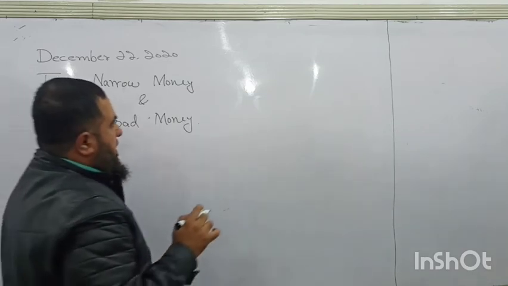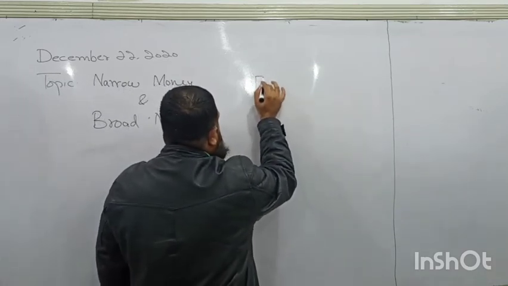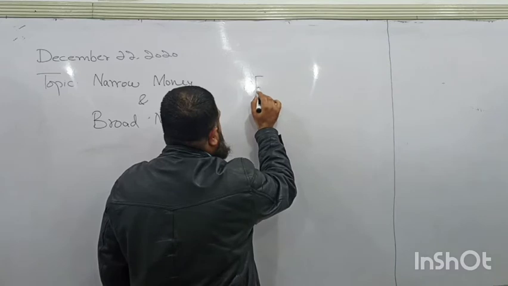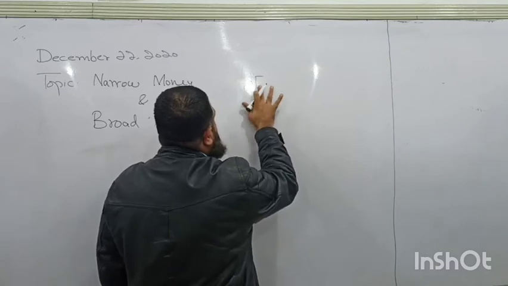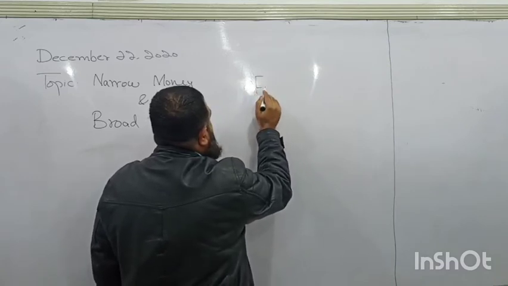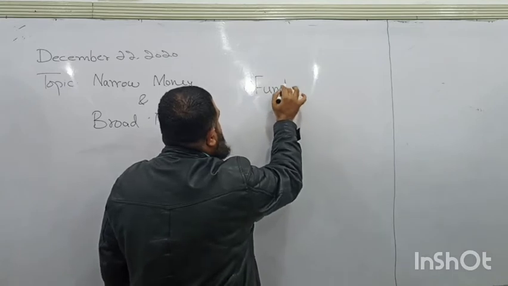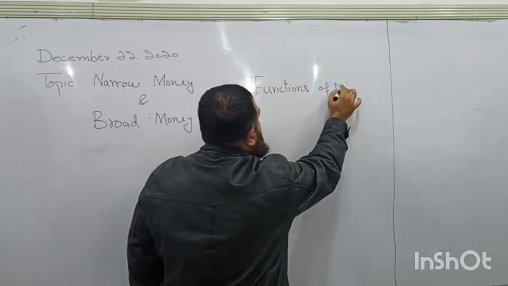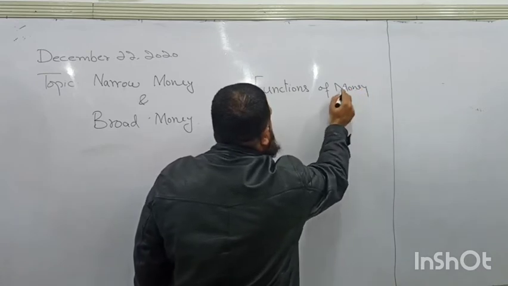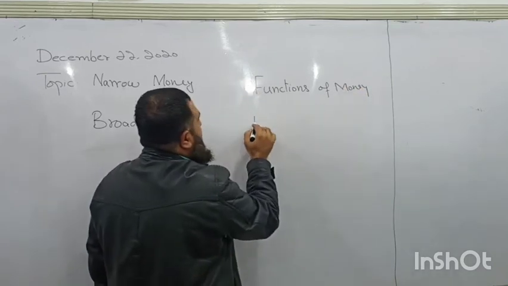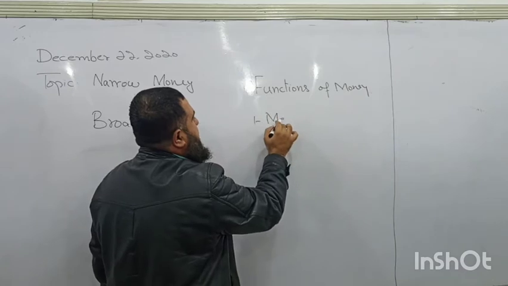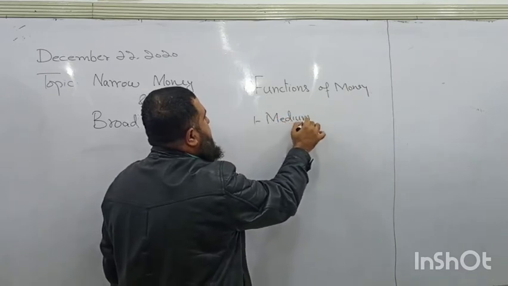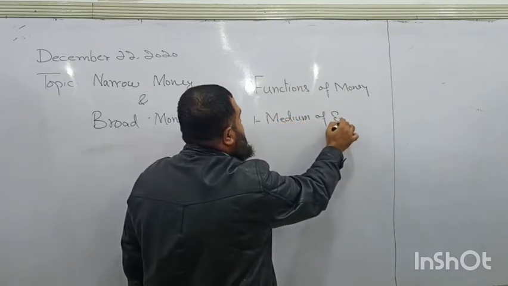If you remember, what are the functions of money? If anything is used as money, what are the functions it is going to perform? Don't tell me about the characteristics of money. I am talking about the functions of money. There are 4 functions if you remember. One is that money performs the function of medium of exchange, which is actually the definition of money.